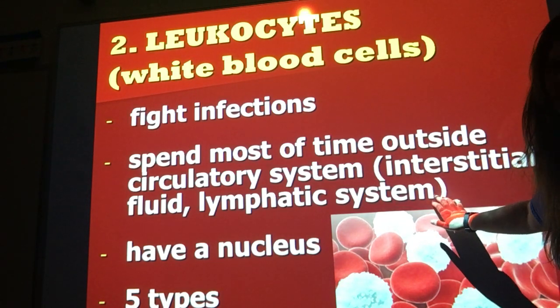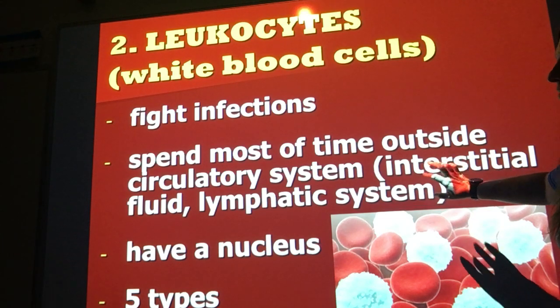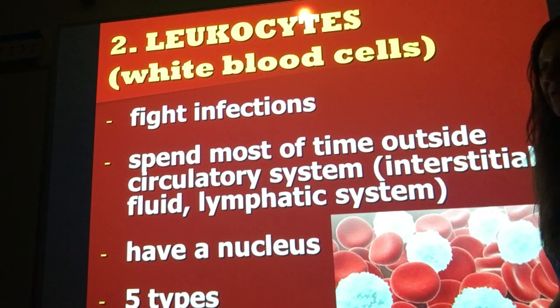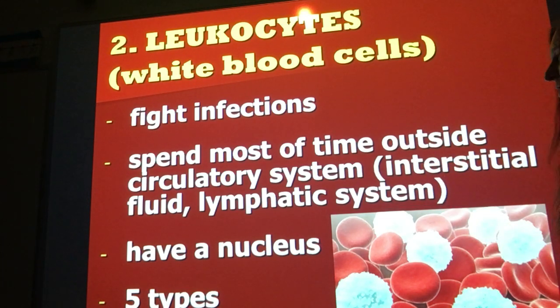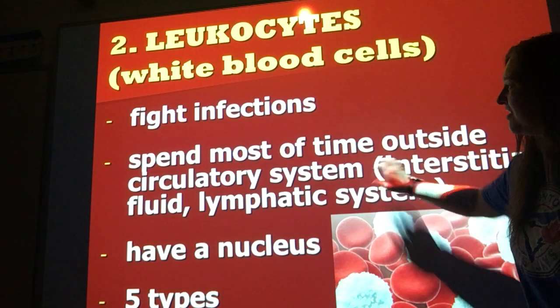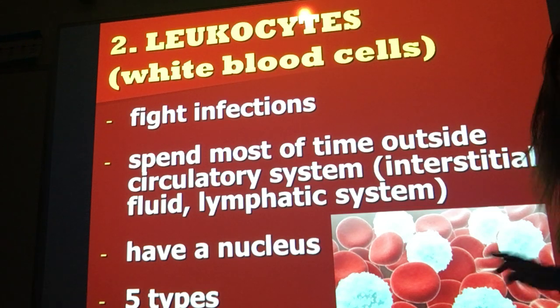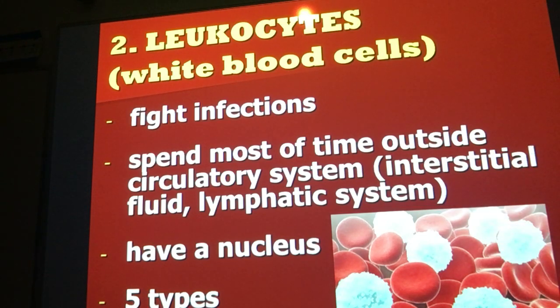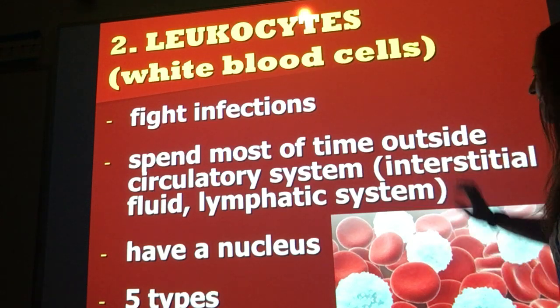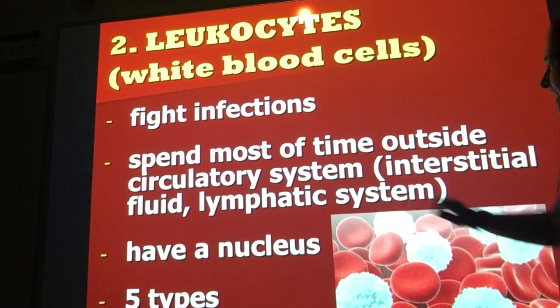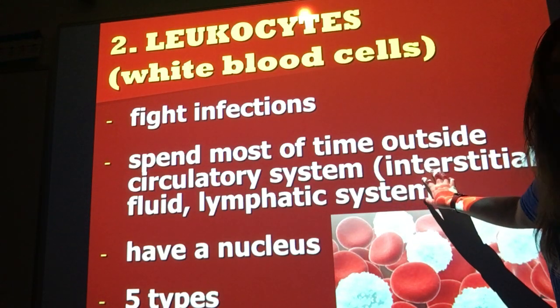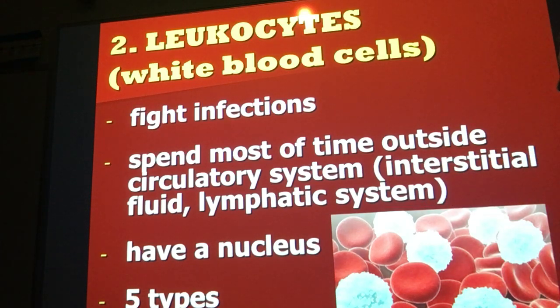So this is the interesting part. Even though the white blood cells are part of your blood, which is carried through your vessels in your circulatory system, the white blood cells actually spend most of their time outside of the circulatory system. The red blood cells don't do that. The white blood cells leave your circulatory system. They go into the interstitial fluid, inter meaning between, and the lymphatic system. I'll talk about those in more detail when we do our immunity unit.